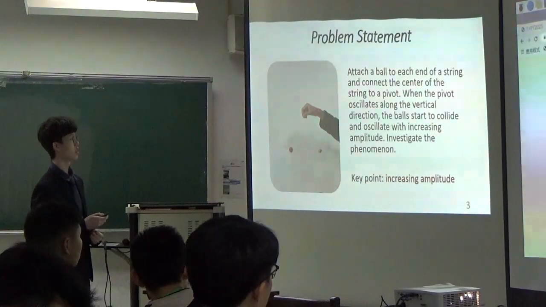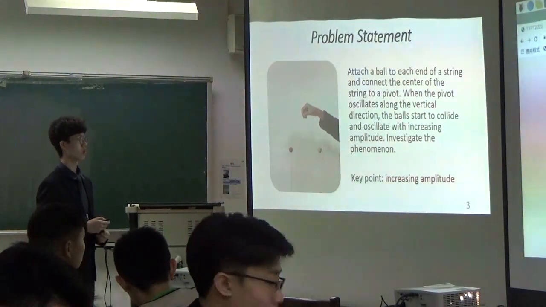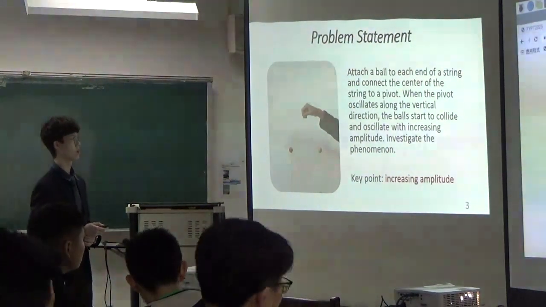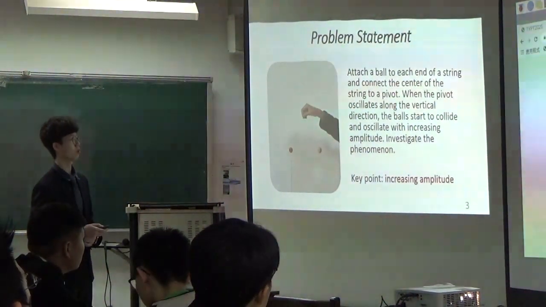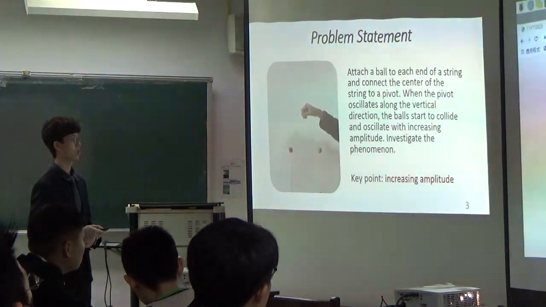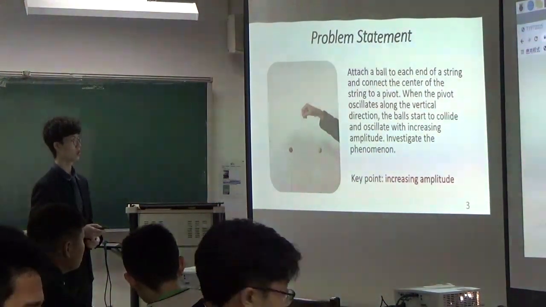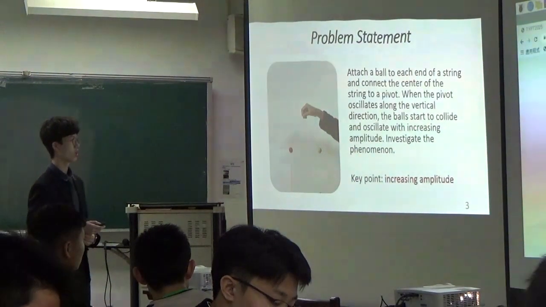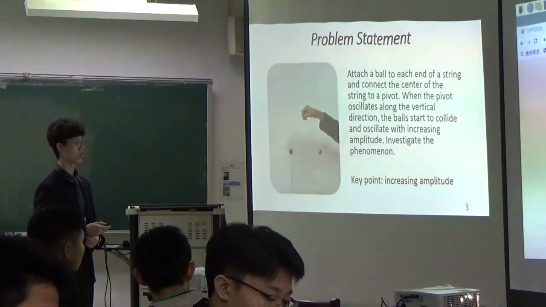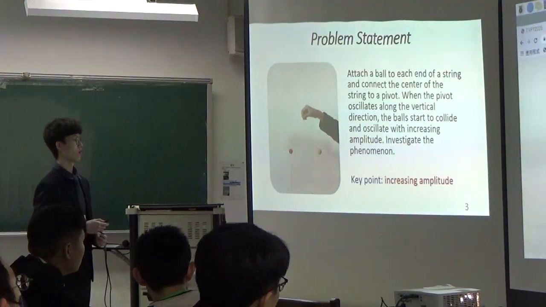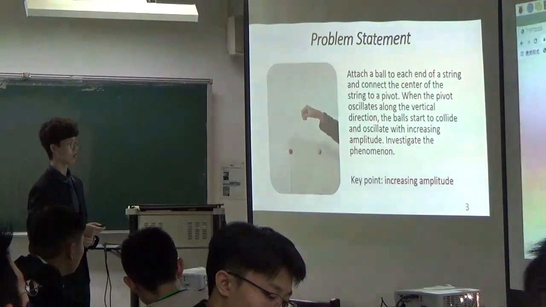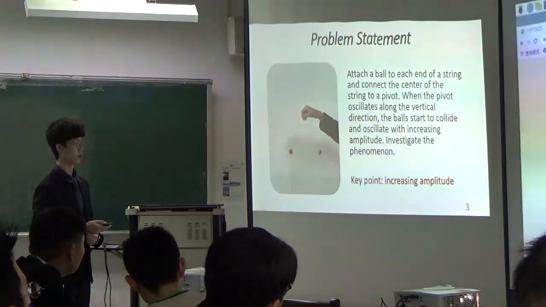About the problem statement, a ball is attached to each end of a string, and the center of the string is connected to a pivot. When the pivot oscillates along the vertical direction, the balls start to collide and oscillate with increasing amplitude. We investigate the phenomenon, and we are focusing on the key point, the increasing amplitude, in the further experiments.